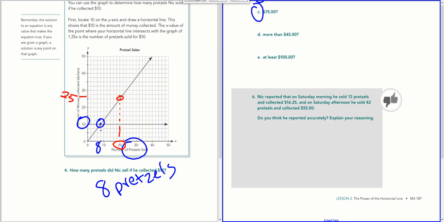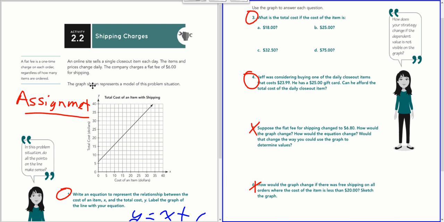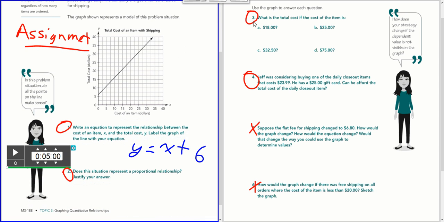So for your assignment, on page 188, I want you to answer questions 1 and 2. And then on page 189, I want you to answer questions 3 and 4. Very similar to the problems we just went through in this video. I even did the first one for you.